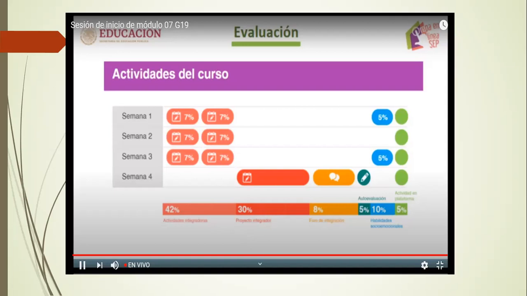We have blue. In blue, can you see? We have 10%, and it refers to the socio-emotional abilities. And finally, we have 5%. In green, can you see? The 5% in green carries all the things that you do in the learning platform, okay?